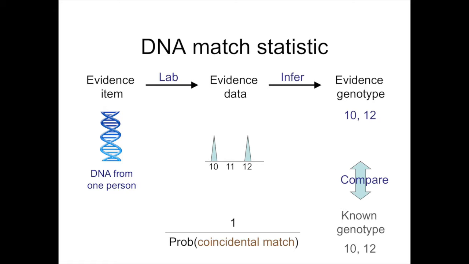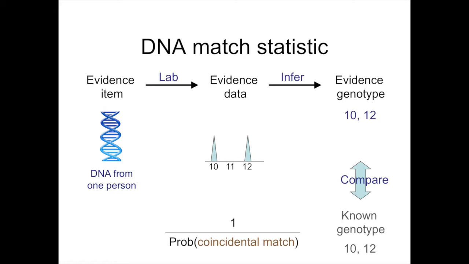A comparison can be made to the 10-12 allele pair that you see on the top right from evidence and compared with a known genotype. If a defendant or a victim's genotype is also a 10-12, then there's a match. The probability of a match is 100% or 1. And you divide that by how rare the genotype is. Say it's present in only 5% of the population.